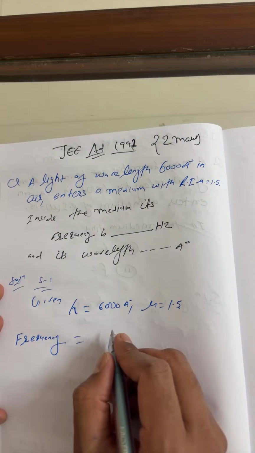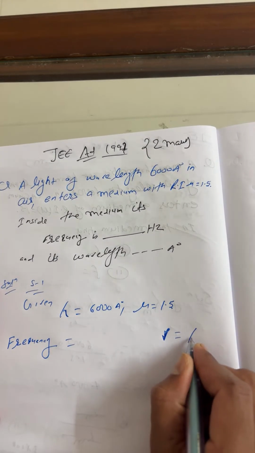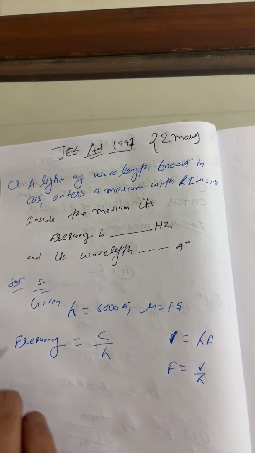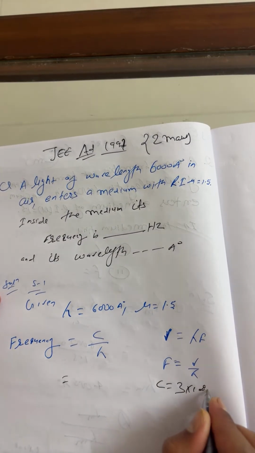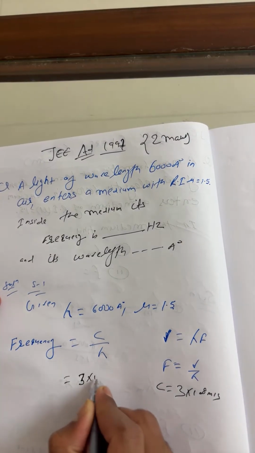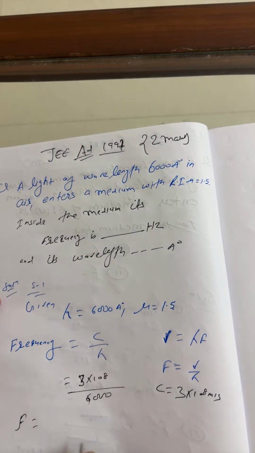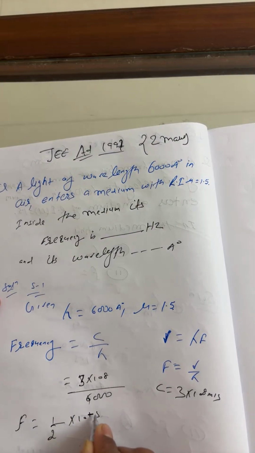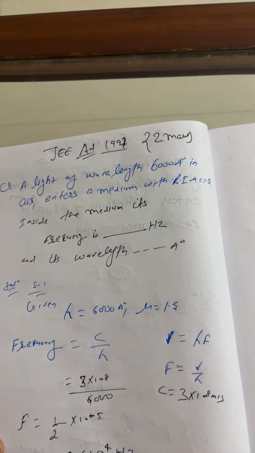You can use v equals lambda f, so f is v upon lambda, which is c by lambda. c is the speed of light, 3 into 10 to the power 8 meter per second. Wavelength is 6,000, so the frequency is 1 by 2, and the power goes up, 10 to the power plus 5, 1 by 5. So the frequency is 5 into 10 to the power 4 hertz.